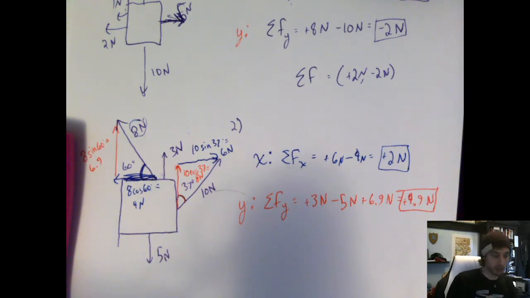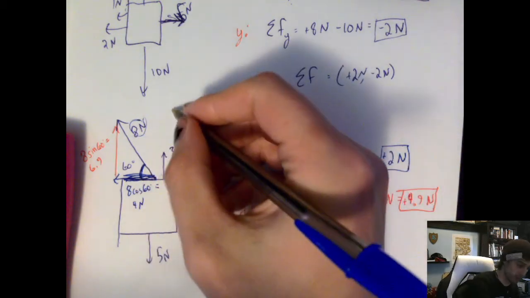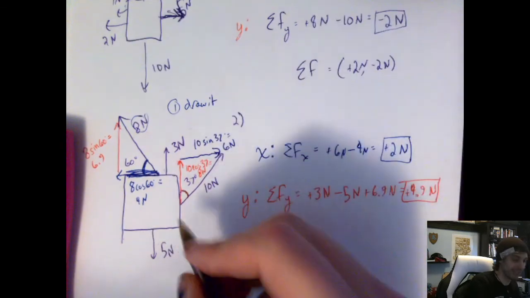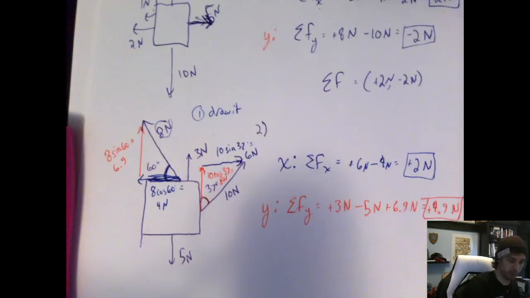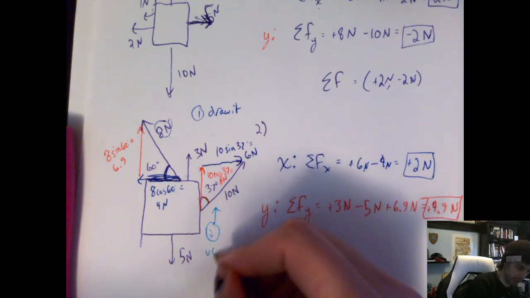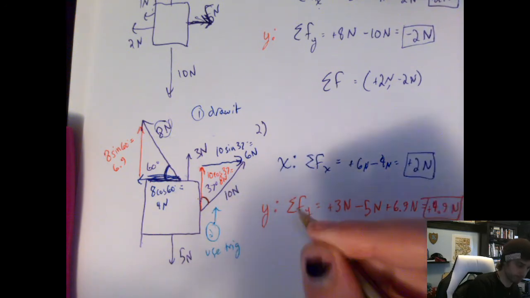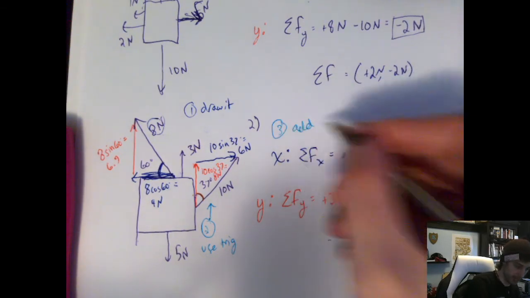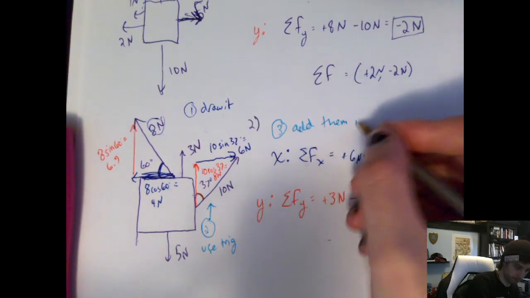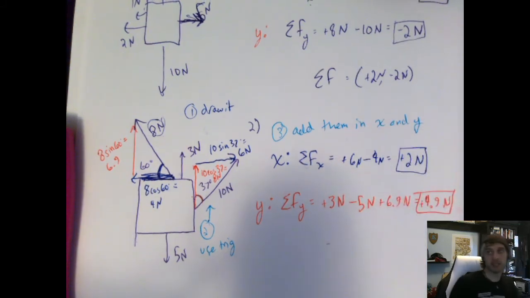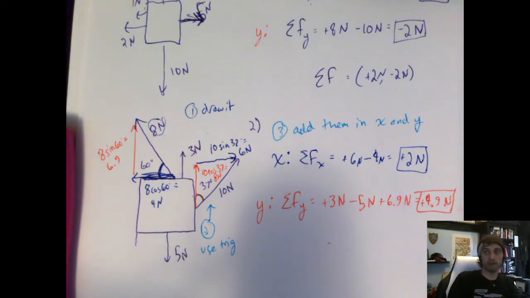So really quickly, going over the process for this again. Your first step is going to be making sure that you have everything drawn. Your second step for all of this, I'm going to do in a slightly different color, will be to use trig to get components. Your third step is going to be to add them up in x and y. And you do one separate equation, one for x, one for y.